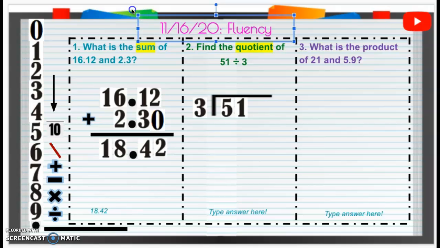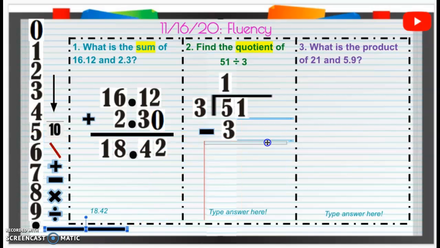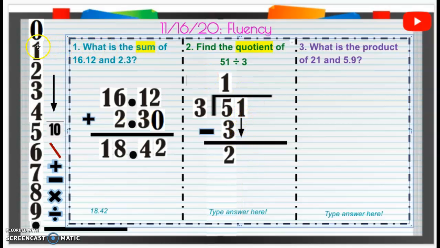All right, so we have 51 divided by 3. First, we're going to take this 3. How many times can 3 go into 5? I know it can go into 5 one time. So 3 times 1 is 3. Now what are we going to do? We will subtract. 5 minus 3 is going to be 2. What do I need to do with that 1? Drop it low. All right, so now we bring down that 1.